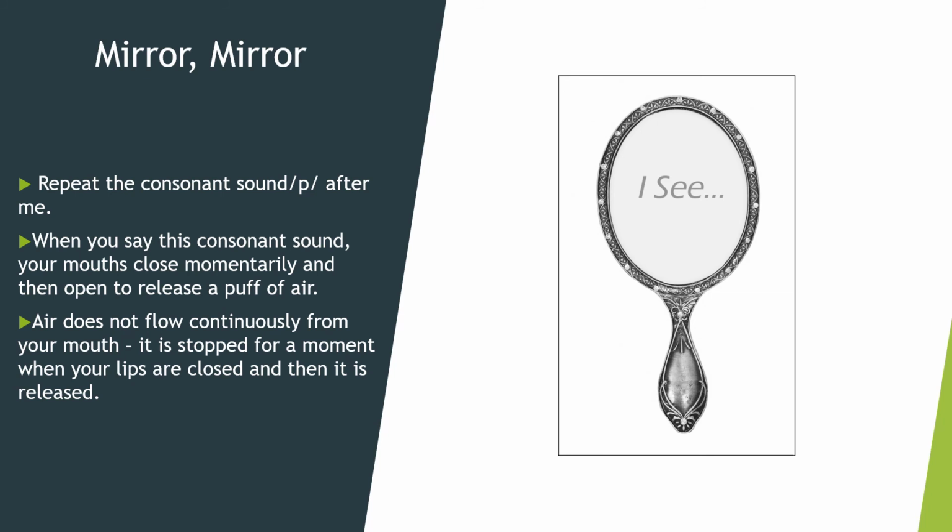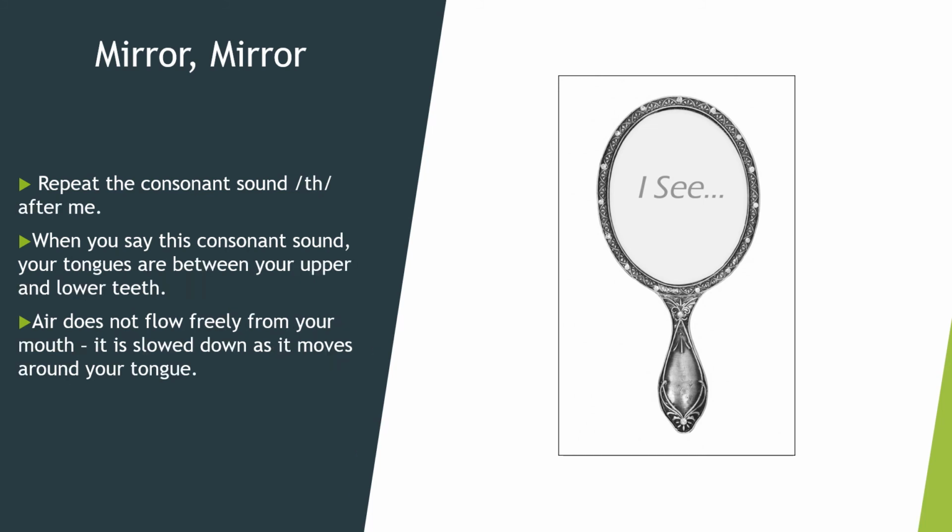Repeat this consonant sound after me. When you say this consonant sound, your mouth is closed momentarily and then you open it to release a puff of air. Your air does not flow continuously from your mouth. It is stopped for a moment when your lips are closed and then it is released. Let's repeat the sound again. P.